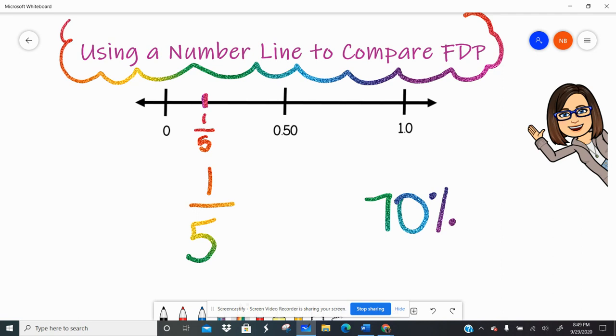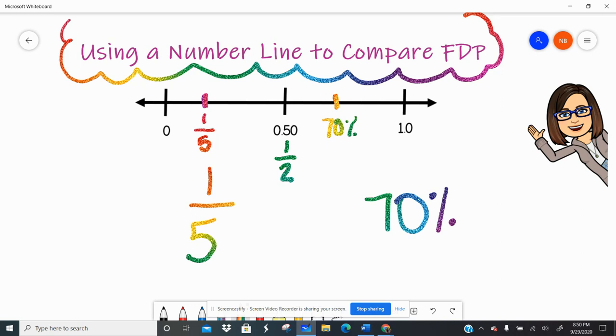Well, if I got 70% correct on a test, I didn't do too bad, right? I was over half. So I'm going to estimate that 70% is on the right of the 1/2 mark. That 0.5, again, 1/2. We use that as a main marker to help us figure this out.